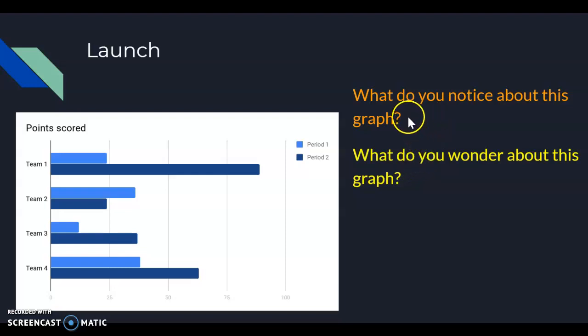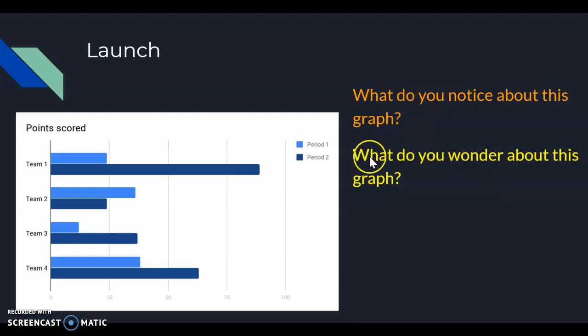Now, students could have different answers for what they notice about it or what they wonder about it. And there's not necessarily a wrong answer to it. So let's take a couple minutes. You can pause the video, and I want you to think about, what do you notice about this? What do you wonder about it?